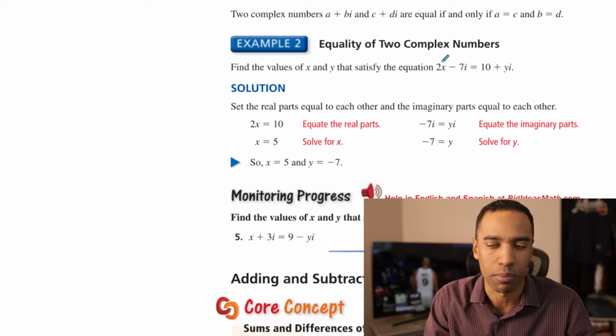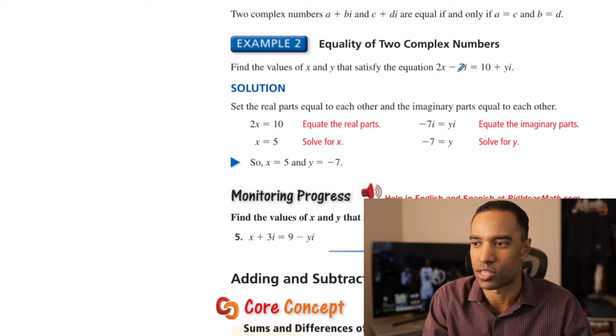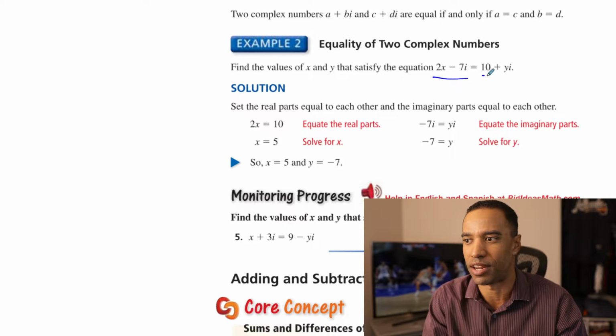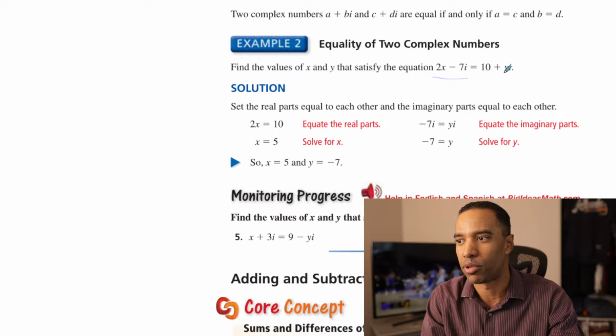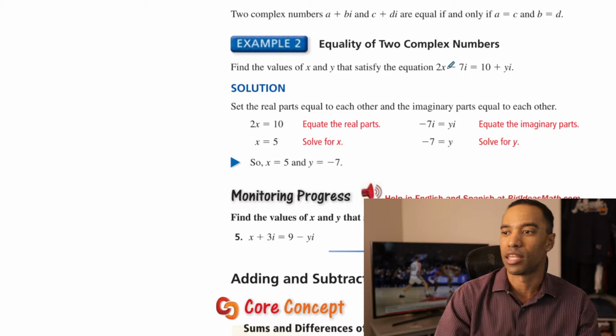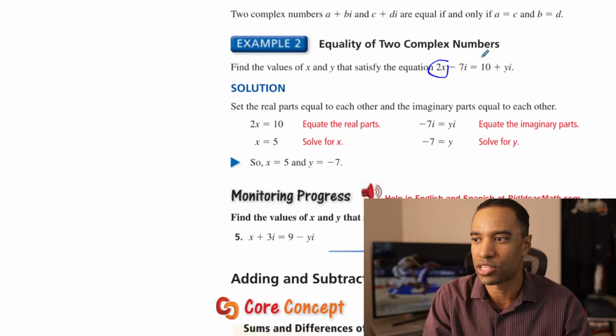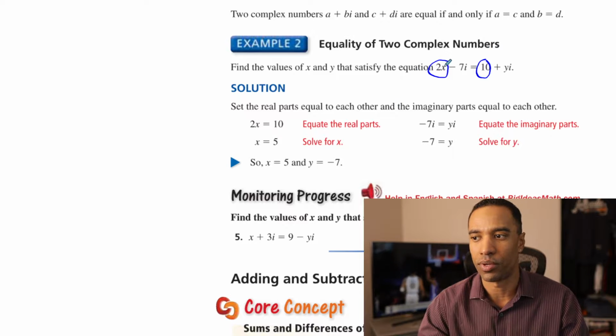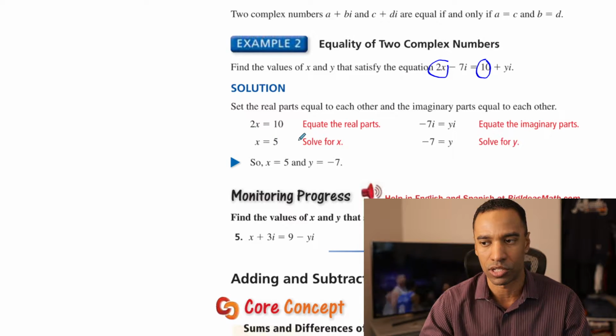Find the value. Okay, well, we're going to have some examples of it. Find the values of x and y that satisfy the equation 2x minus 7i equals 10 plus yi. So really what you have to do is divide these into parts. Get the real number components 2x and 10 together in their own equation. 2x equals 10, therefore x equals 5.